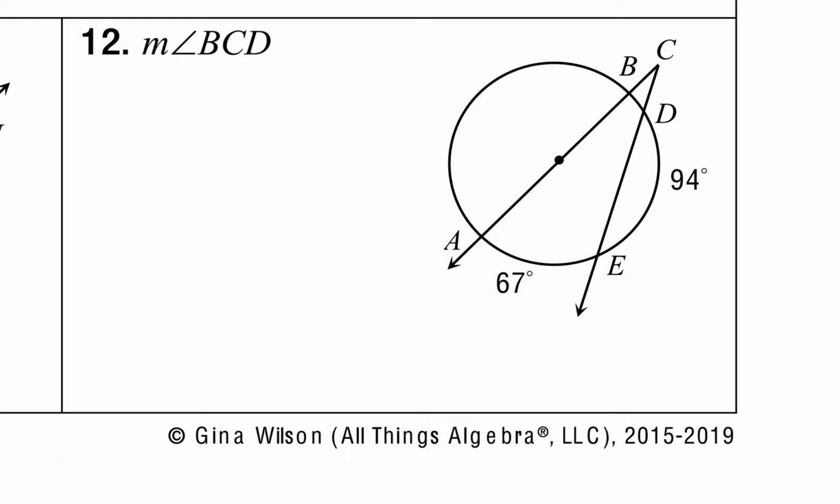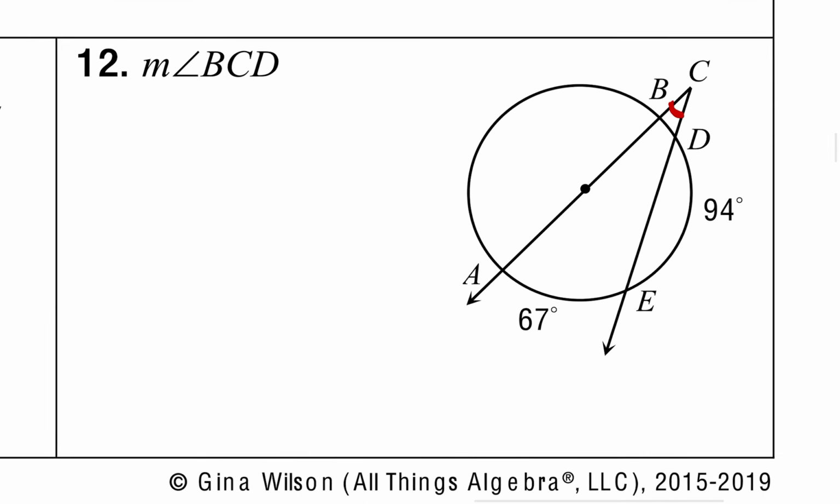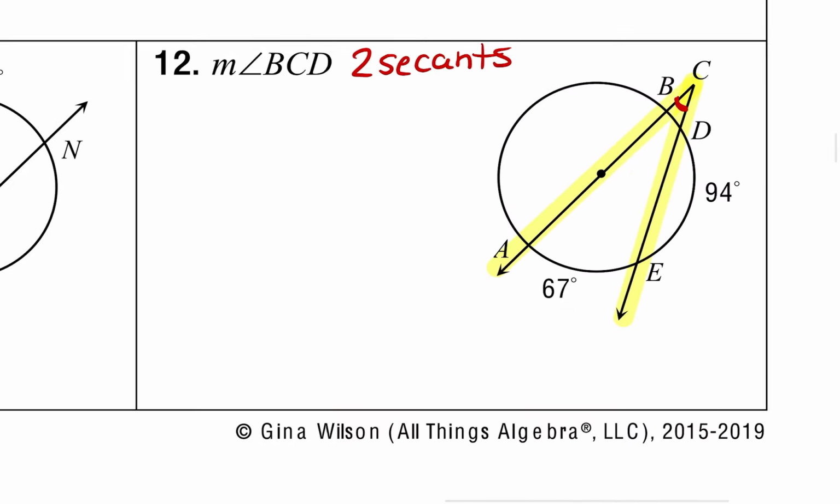Number 12, they're asking for the measurement of angle BCD. So that is that little angle measure there. First of all, let's identify that this is two secant lines. Two secants. Because they're both going inside of the circle. One of the secant lines happens to be a part of the diameter. But they're both secant lines.